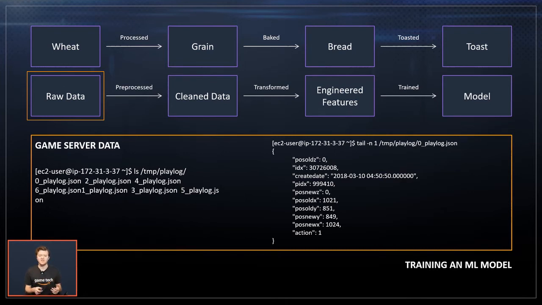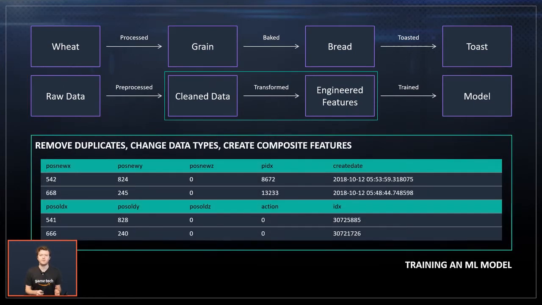Now, once we have these engineered features, we will be able to train our model. Now, I'm going to walk through each of these step by step. I know this is a lot at first glance, but we'll break it down. So first we have the raw data.